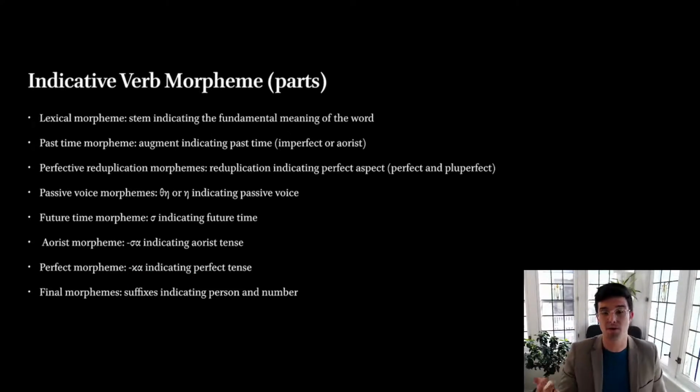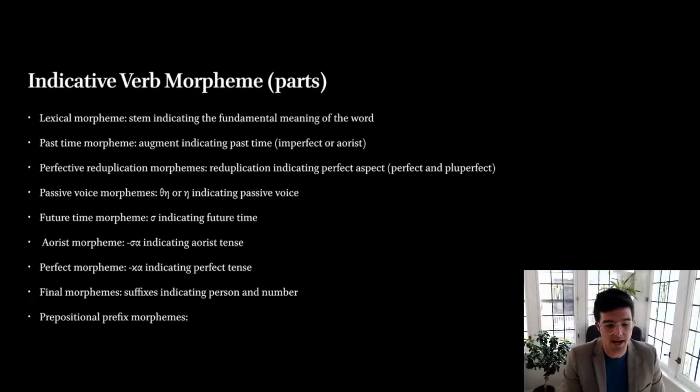And then the final morphemes are going to be those suffixes that you memorized in the last video that we worked on, both writing and speaking. And suffixes are going to indicate person and number, but they're also going to tell us more about tense and voice in particular. And we'll return to those in just a little bit here.